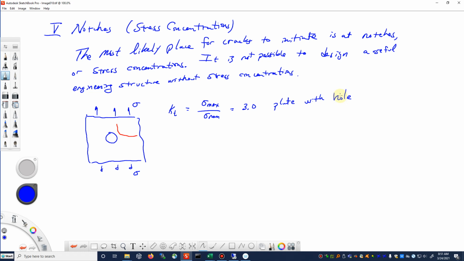Anything that causes stresses to be locally elevated can be considered a stress concentration. It's not just a plate with a hole, but it can be a groove in a shaft, it can be a thread of a bolt, it can be the weld puddle in a welded joint. Anything that disturbs that stress flow can cause locally elevated stresses, and this is the reason why the fatigue cracks are most likely to initiate in these types of locations.